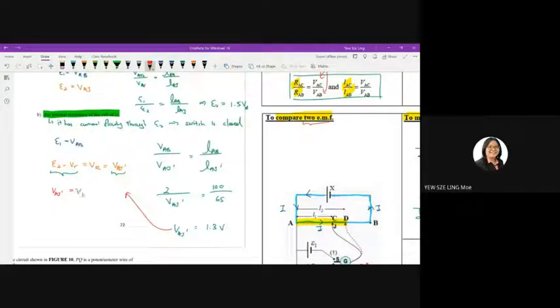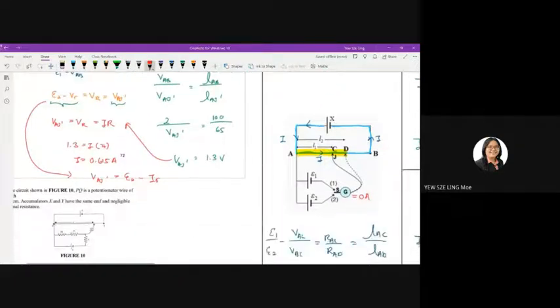We determine I by using VAJ prime equals to VR, which equals to IR. So 1.3 equals to I times R, which is 4. I equals 0.325 ampere. From here, we then apply this equation: VAJ prime, other than equal to IR, is also equal to EMF2 minus IR.